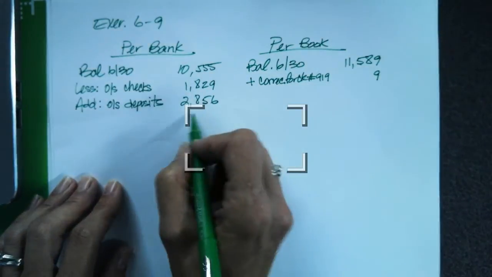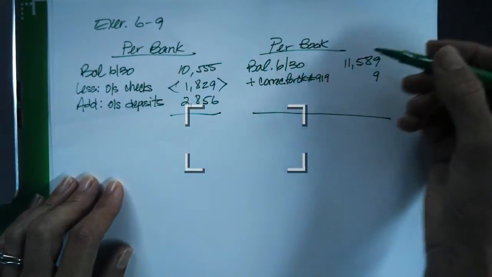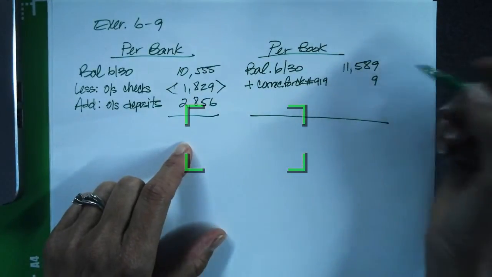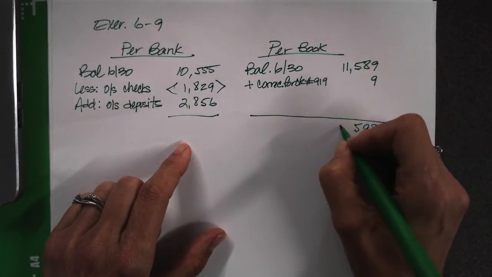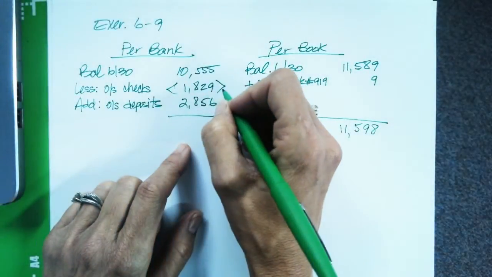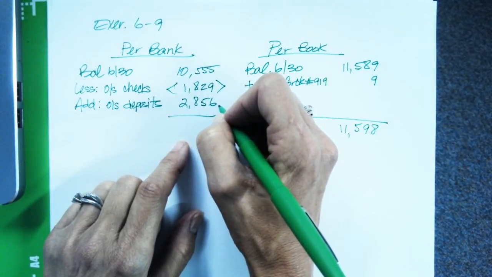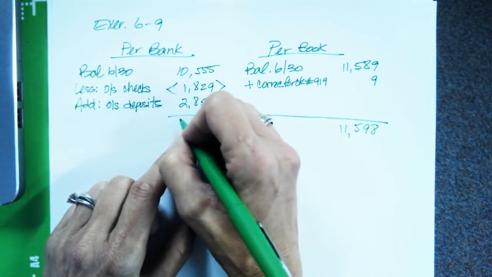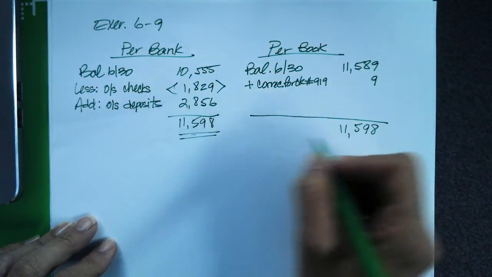Okay, now if we did this correctly, these two will balance. So we had to make this one correction on the books, and then 10,555 minus 1,829 plus 28.56, so I think that adds up. Somebody check my math. I don't have the solution in front of me.